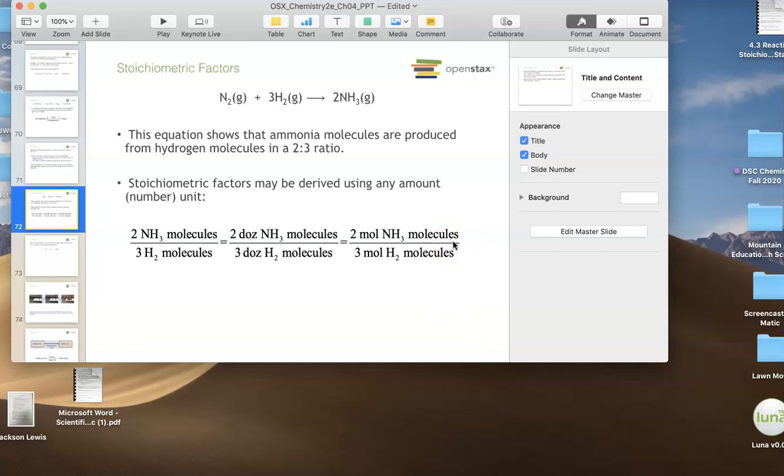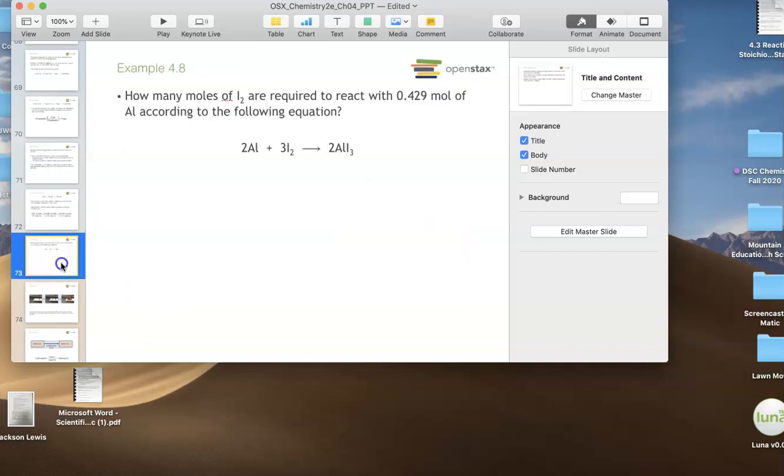Now, if you need it to be molecules, you can refer to it as molecules, but in general, when we're talking about stoichiometry, the coefficients represent moles. Moles tell us how many particles there are in the sample. It's a way of counting how many atoms or molecules you have in the sample.